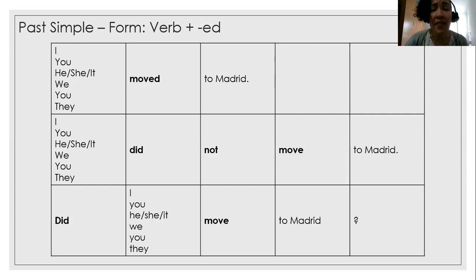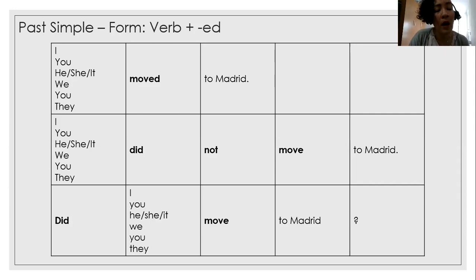Then let's look at the negative form, okay? The negative form needs the auxiliary verb do in the past, the verb did, okay? I did not move to Madrid, or she did not move to Madrid, okay? Here we can contract it. They didn't move to Madrid. In fact, when we are speaking, we are going to contract the verb normally. So you should also contract when you are speaking, okay?